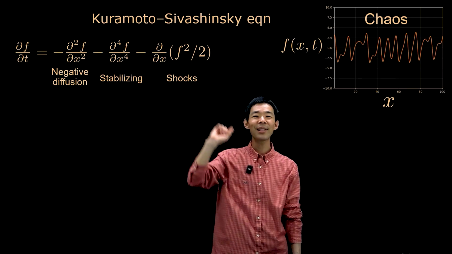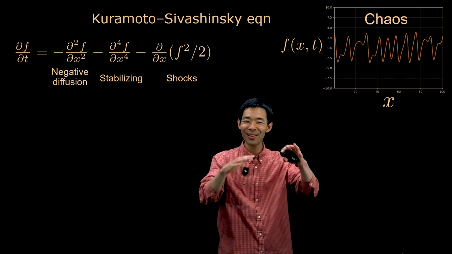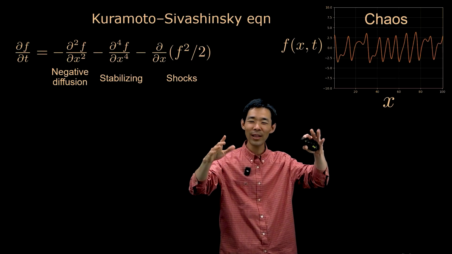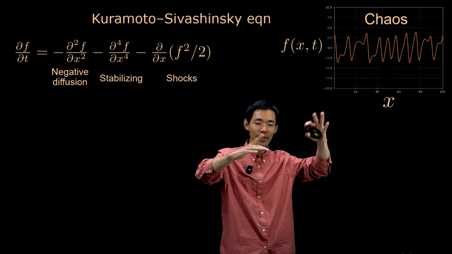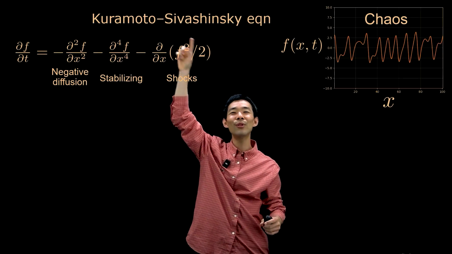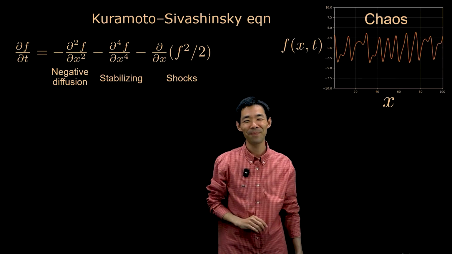This equation has no noise in it, but you can see in the solution that it looks like there's a lot of noise, but there's actually no noise in it. And the reason why you see these ripples and this chaotic motion is purely due to this nonlinear term. You're seeing shock waves propagate across the system.